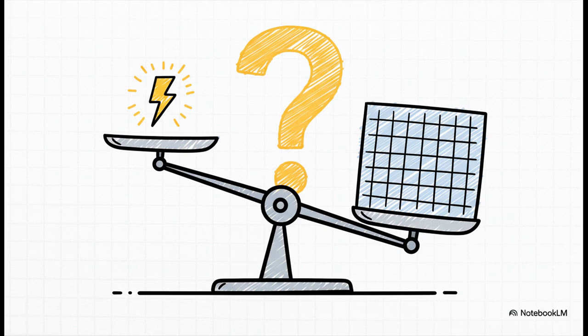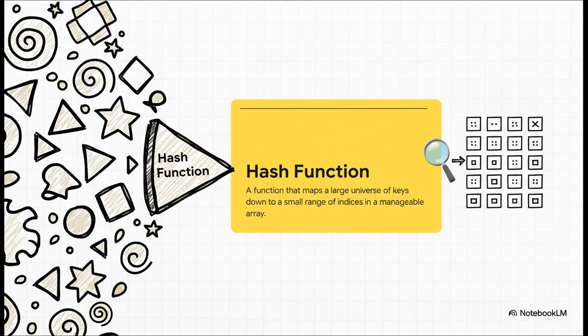The real challenge is finding a way to get the best of both worlds. How do we map these huge, clunky keys into a small, normal-sized array? And this is where the hero of our story finally makes its entrance, the hash function. A hash function is just a really clever bit of math that takes a key from that huge universe, like all those 9-digit student IDs, and hashes it, or squishes it down, into a small, predictable index in an array we can actually afford to create.